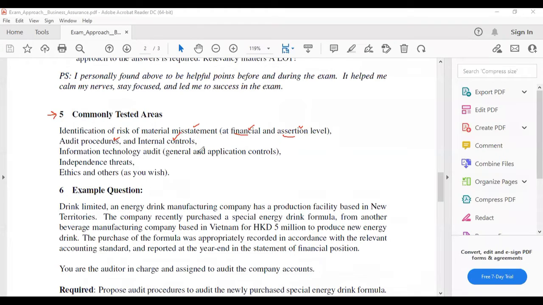Then internal controls is again a very important key term. There are control questions as well. Test of controls is something very important, right?